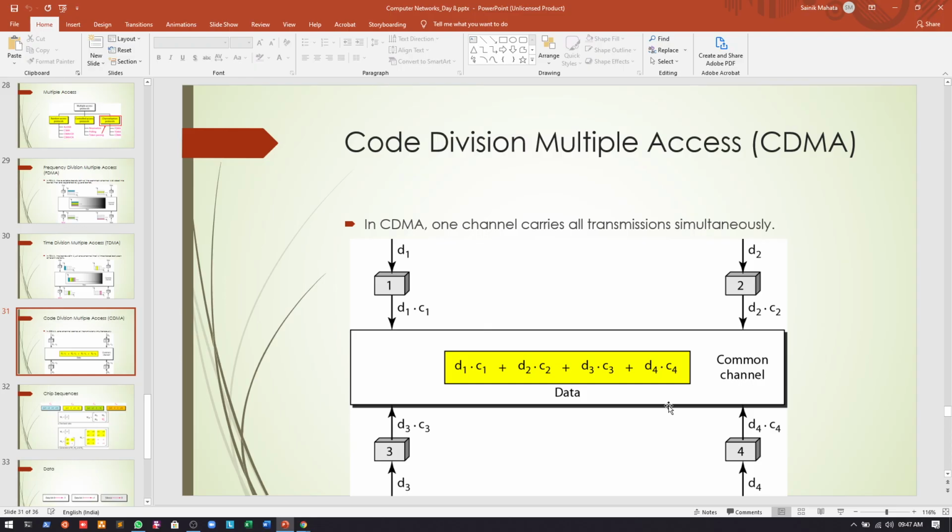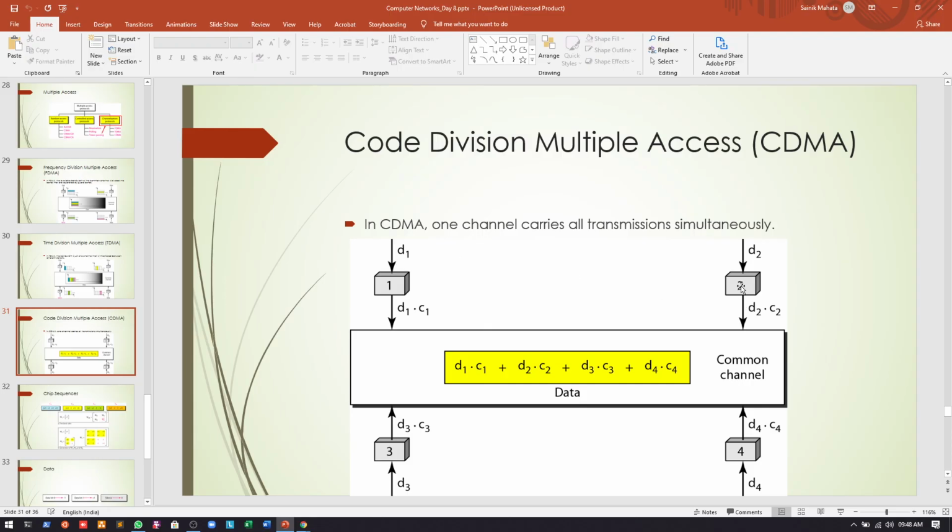And after the entry of 3G and 4G, this technology went out of existence. So let us understand how this technology actually works. Again you can see that if we have four channels like this, so we have channels 1, 2, 3 and 4, for the first channel, the data that it is sending is represented by D1.